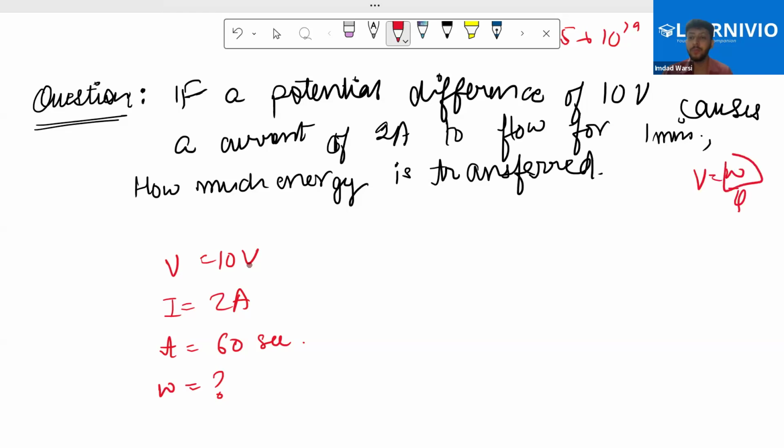You want to find W. You have V? Yes, you have V. Do you have Q? No, you don't have Q. Can you find Q? Yes, then find.